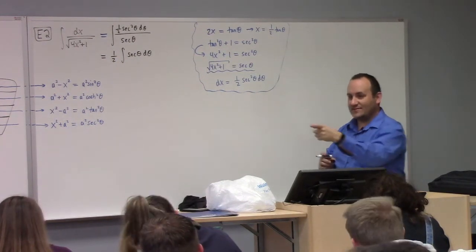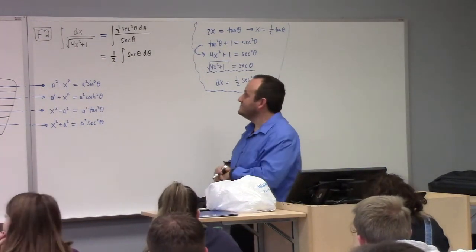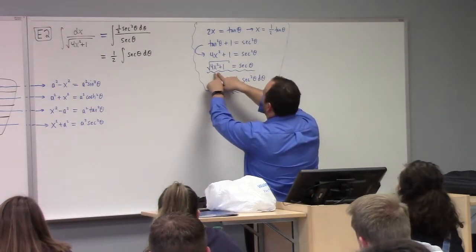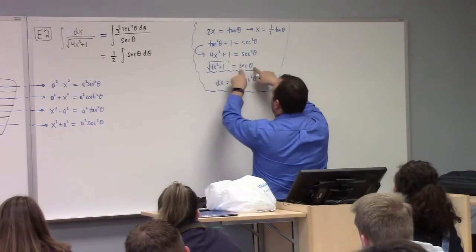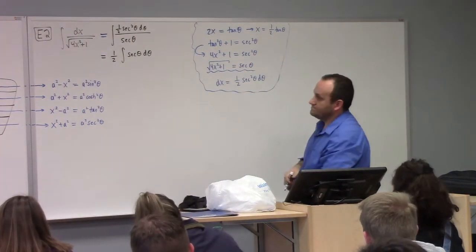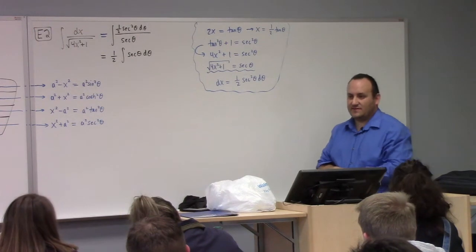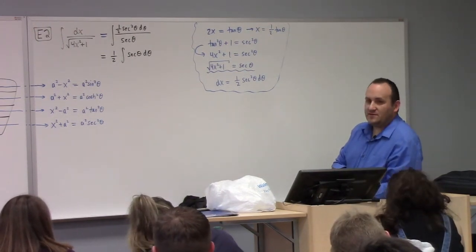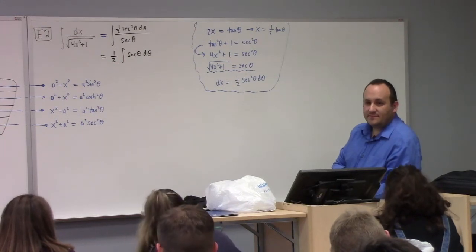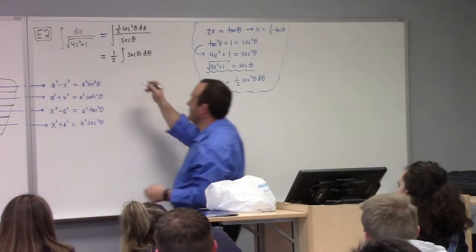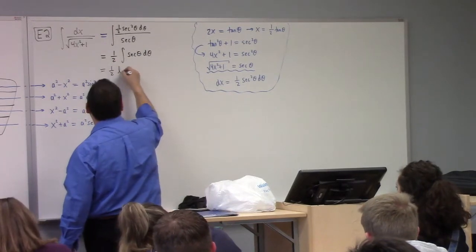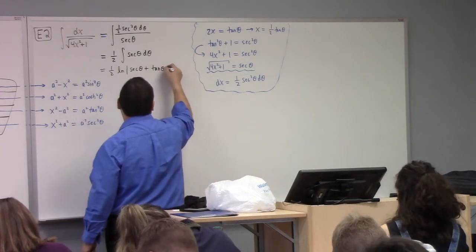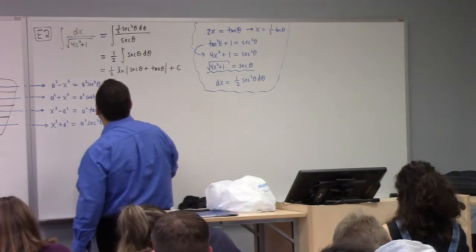How do you get secant theta in the denominator? The square root of 4x squared plus 1 is the square root of secant squared theta, which is secant theta. So by design of the substitution, short answer. What's the integral of secant theta? Well, we worked this out the other day. It is the natural log of the absolute value of secant theta plus tangent theta plus a constant, right?